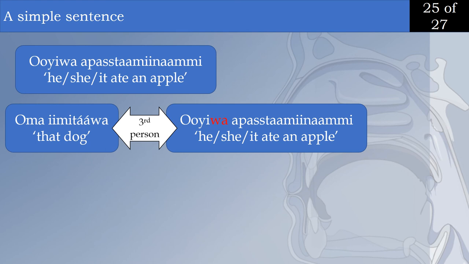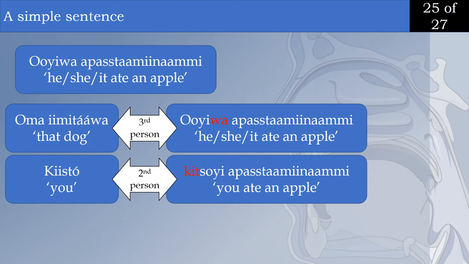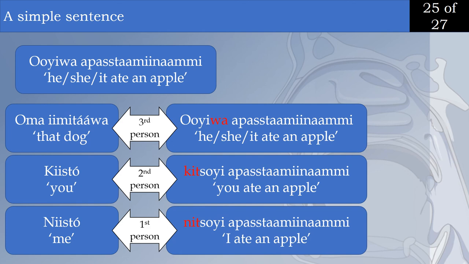If we had the second person pronoun, gistu, or you, we would also agree with our verb and use the kit prefix on the verb. Gistu, kitsoi apastaminam. You ate an apple. And the same is true for the first person, nistu, or me. Nitsoi apastaminam. Me, I ate an apple. And this will go through all of the grammar. You will have to specify on your verb who your subject was, even if you say your subject separately.